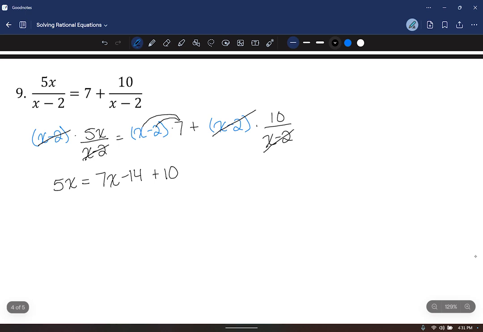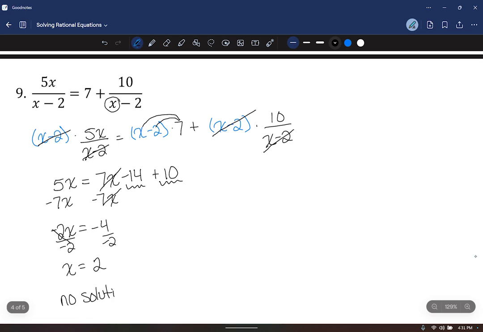So now I'm just going to get everything together and solve. So I'm going to subtract this 7x to move it over here to the other side with the 5x. That gives me negative 2x equals negative 14 and positive 10, which make negative 4. And then we'll divide by negative 2. So x is 2. But if I look up at my original problem, x cannot be 2 because 2 minus 2 gives me 0 in my denominator. So that's an extraneous solution, and there's no other solution. So this is a no solution problem.